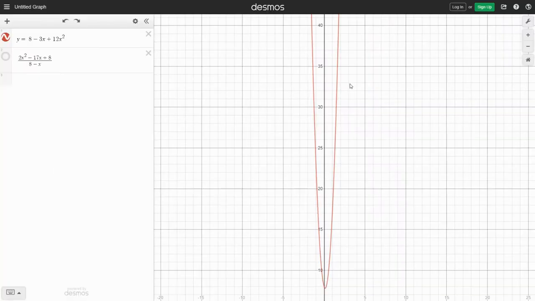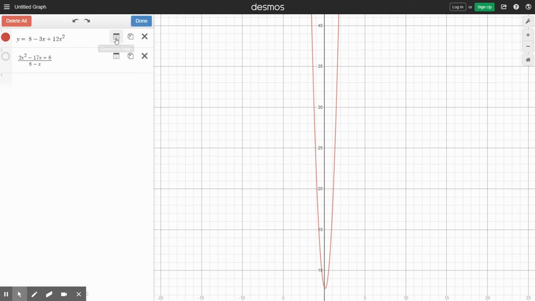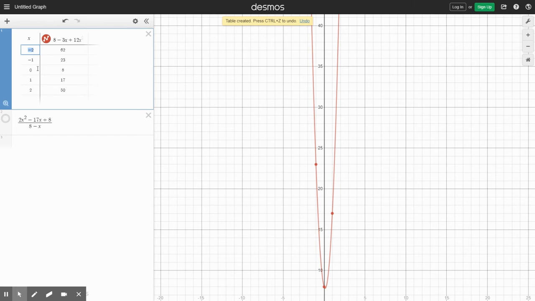So let's go to Desmos now. Here we have the function 8 minus 3x plus 12 of x, which seems to be a parabola, which is fine. But let's actually take a look at the table of values for this function. I notice that we have some random points here: x equals -2, -1, 0, 1, and 2. But these are not the points that we're looking for.